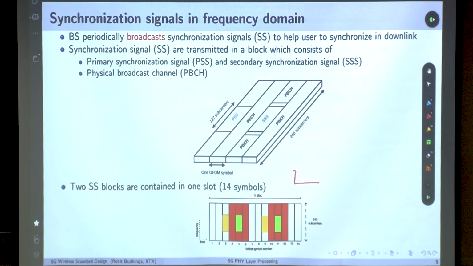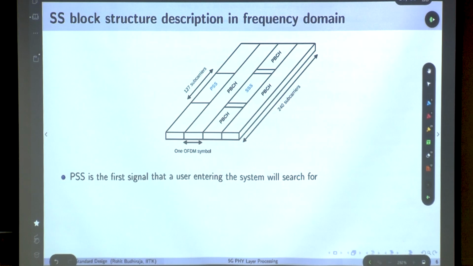So this is basically the SS blocks. An SS block consists of the primary synchronization signal, the secondary synchronization signal, and the physical broadcast channel. So what is PSS?